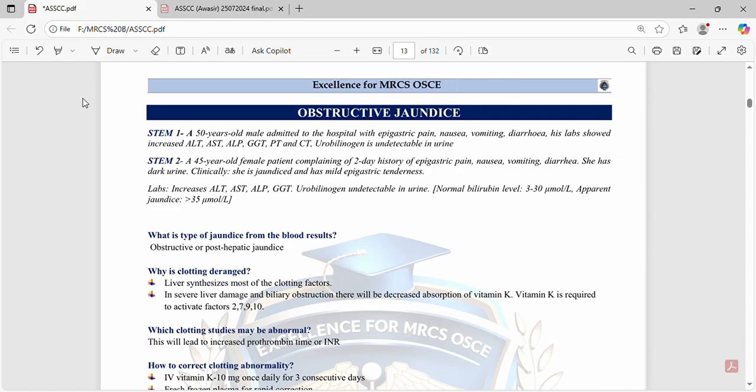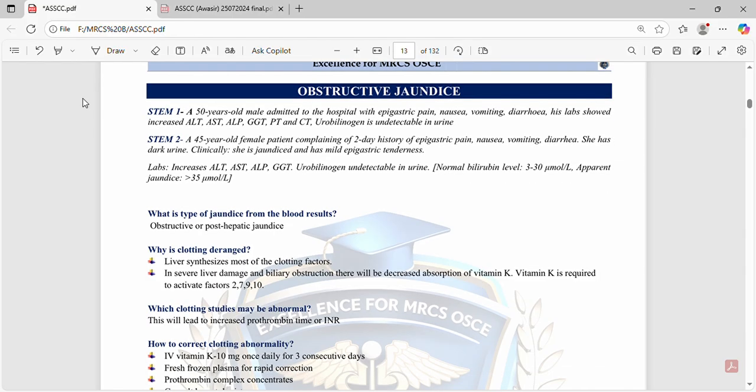So the second scenario is very clear, I think, but in the first scenario they haven't mentioned the jaundice, but I think it's misworded, and there will always be a proper scenario. So what is the type of jaundice from the blood test? It's obstructive or post-hepatic jaundice.